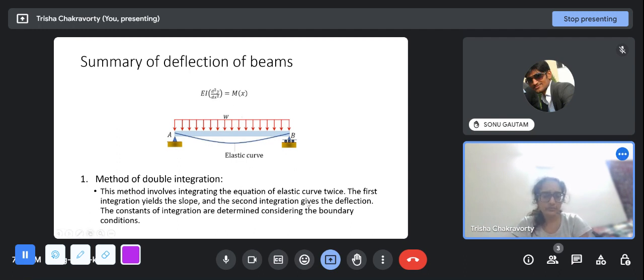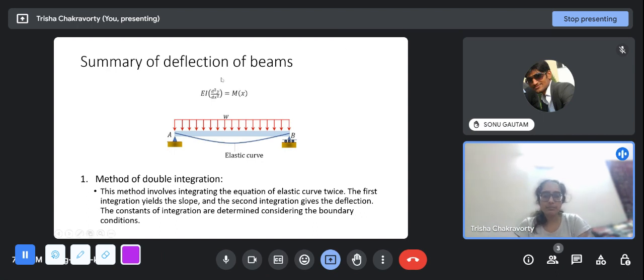Of course, if you integrate it once, you will get the expression for dy/dx, and dy/dx is the slope. So the first integration gives the slope, and the second integration gives the deflection. Since this is an indefinite integral, you will get two constants of integration. When you integrate once, you get one constant, and twice you get another one, C1, C2 suppose. Those constants will be determined using the boundary conditions.